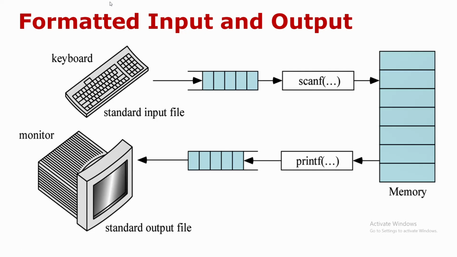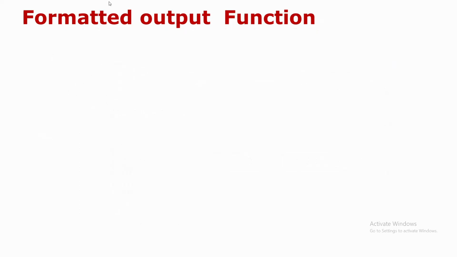The second section is output functions. These functions display data on the monitor. Examples include printf, putchar, putc. Again, today's focus is mainly on printf. Think of a teacher conducting attendance. The teacher asks the student's name. This is like input. Then the teacher announces the attendance. This is like output. Similarly, the computer receives information using input functions and shows information using output functions.